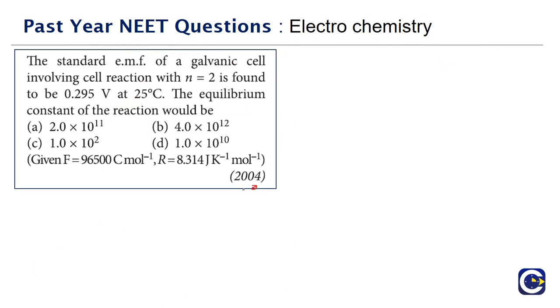Next we have a question that has come in the year 2004. The standard EMF of a galvanic cell involving a cell reaction with n equal to 2, the number of electrons exchanged, is found to be 0.295. That is the E naught value. Using this, we have to find the equilibrium constant of the reaction.